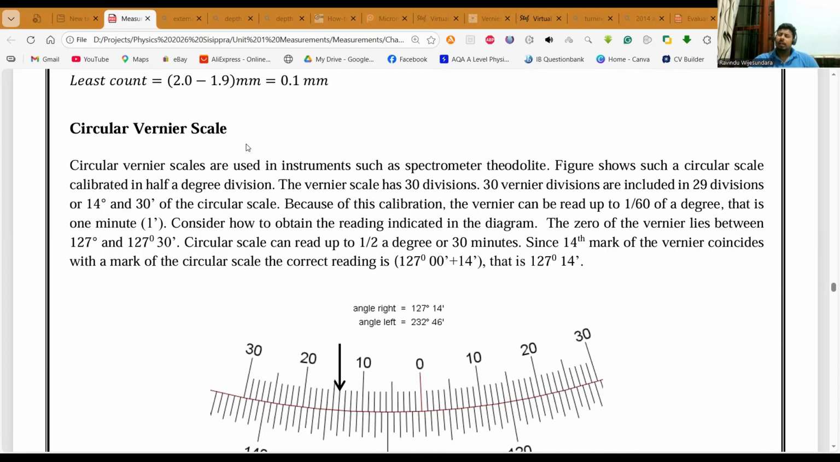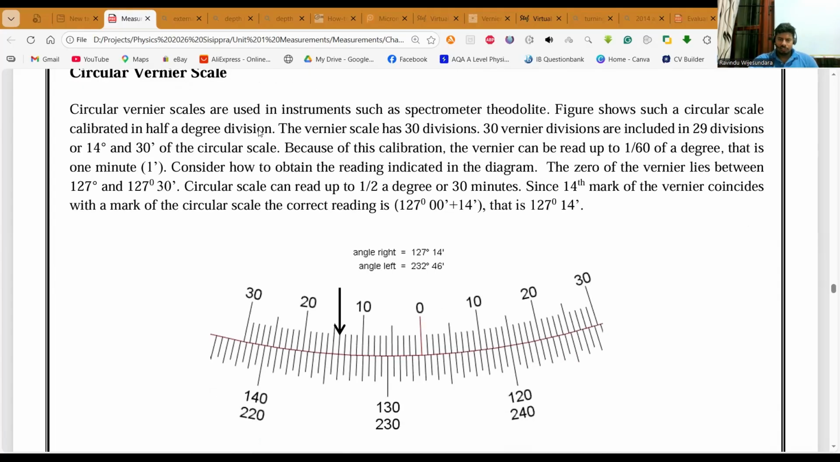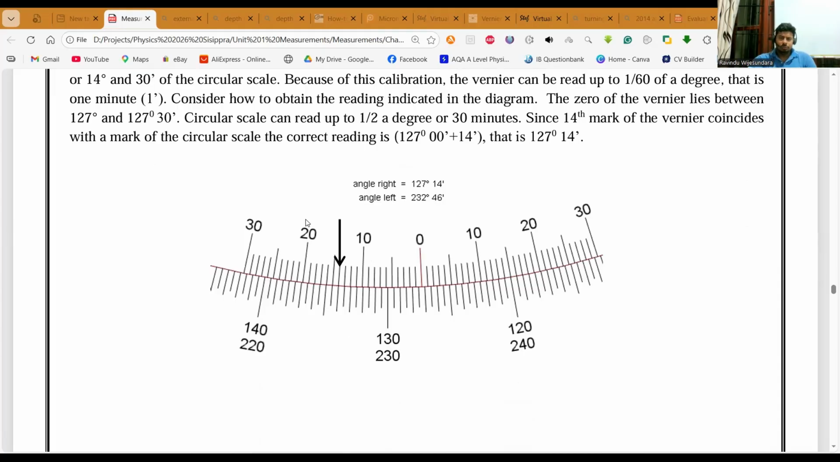In the experiment we call the spectrometer, you have to use the spectrometer instrument. In the spectrometer there is a circular vernier scale, and you must be able to read it. There's not much difficulty here. It seems more difficult only because we have different numbers written in different ways. But keep in mind that an angle can be measured on both sides, either in the clockwise direction or the anti-clockwise direction. That is why you have values marked in two directions.